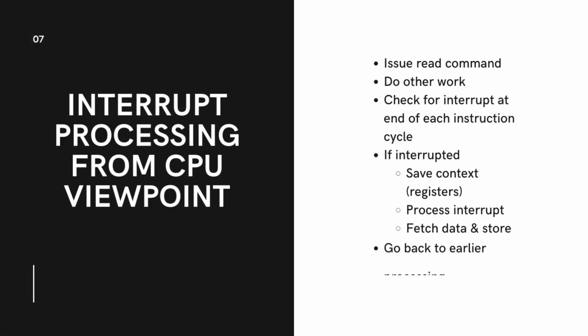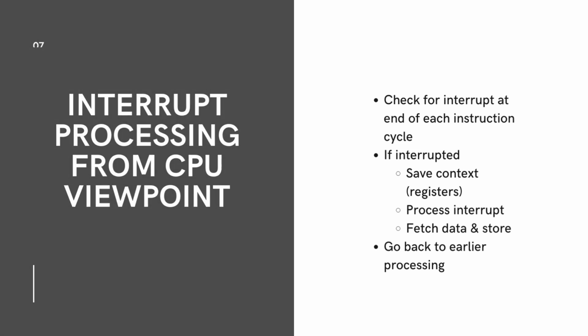Interrupt processing from CPU viewpoint. From CPU's viewpoint, interrupt processing starts with CPU issuing a read command. After that, it goes to some other work while I/O module fetches the data. At the end of every execution cycle, it checks whether an interrupt has occurred or not. If interrupted, it saves its work done, processes the interrupt, fetches the data and stores it. After that, it goes back to its earlier position.